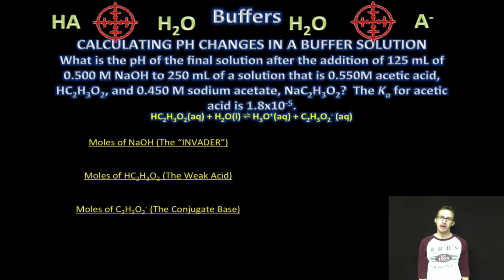We're gonna do one more vid here. We calculate the pH change in a buffer solution. What is the pH of the final solution after the addition of 125 mL of 0.500 molar sodium hydroxide to 250 mL of a solution that is 0.500 molar acetic acid and 0.450 molar sodium acetate? Ka for acetic acid is 1.8 times 10 to the minus 5.